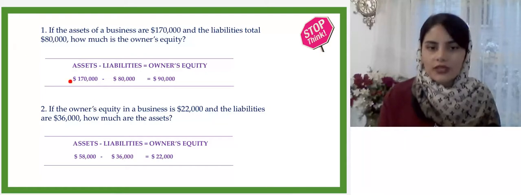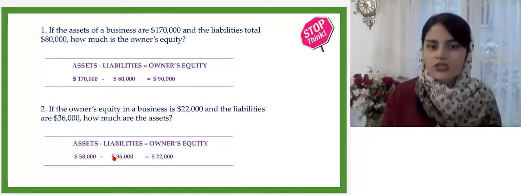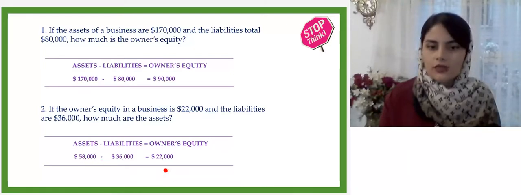If the owner's equity in a business is $22,000 and the liabilities are $36,000, how much are the assets? In this example, we have owner's equity, which is $22,000, and liabilities, which is $36,000. So we should add these two to give us the assets, which is $58,000.